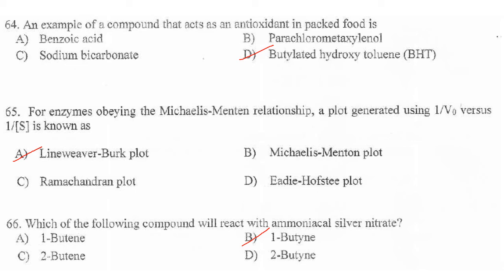Then which of the following compounds will react with ammoniacal silver nitrate? So it is 1-butene. So 1-butene, it being a terminal alkyne, reacts with ammoniacal silver nitrate solution to produce a white precipitate. And 2-butene, it is a non-terminal alkyne, so it does not react with ammoniacal silver nitrate solution.